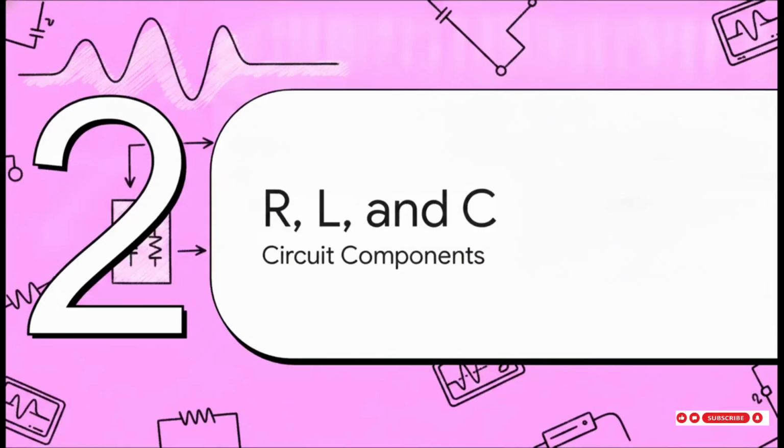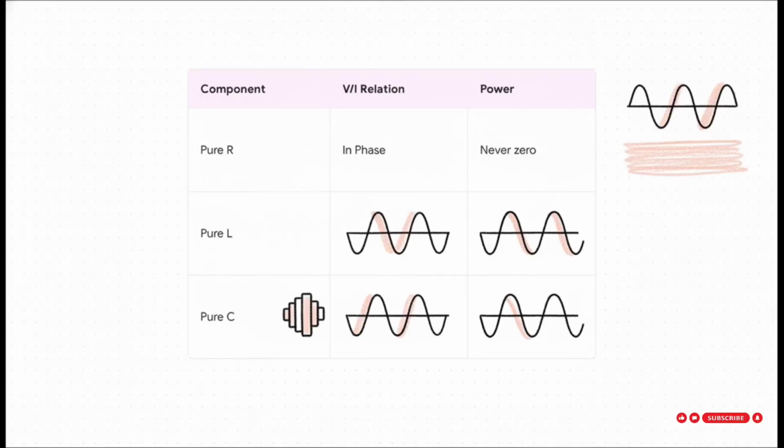Part 2. Resistors, inductors, and capacitors. Now that we've got the wave race down, let's look at the physical circuit components that actually mess with these waves. You might want to mentally bookmark this because it beautifully summarizes the three fundamental building blocks of any AC circuit.